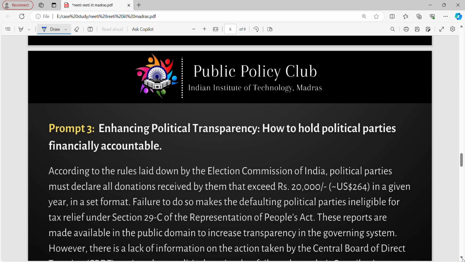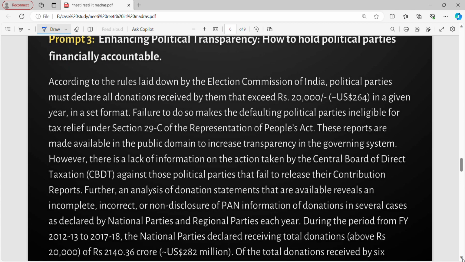Now coming to the third prompt: enhancing political transparency, how to hold political parties financially accountable. So this was the prompt that I chose, and the technology that I used here was blockchain technology.